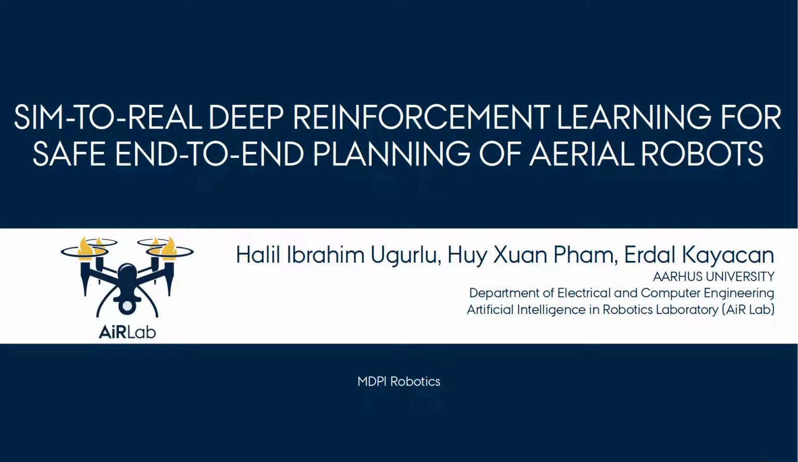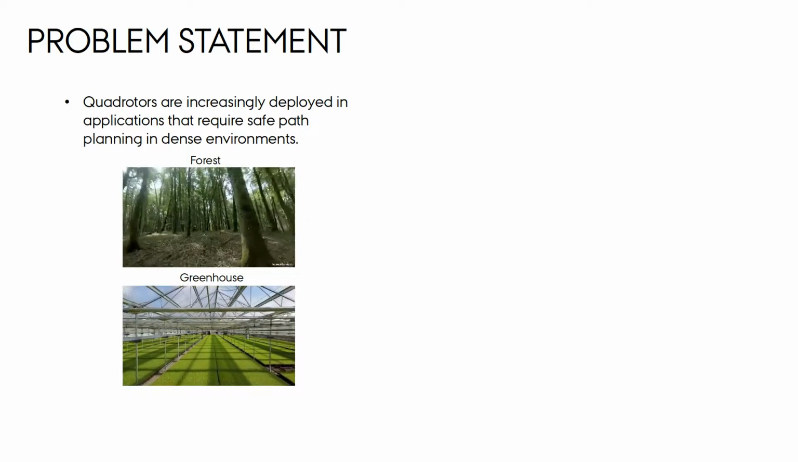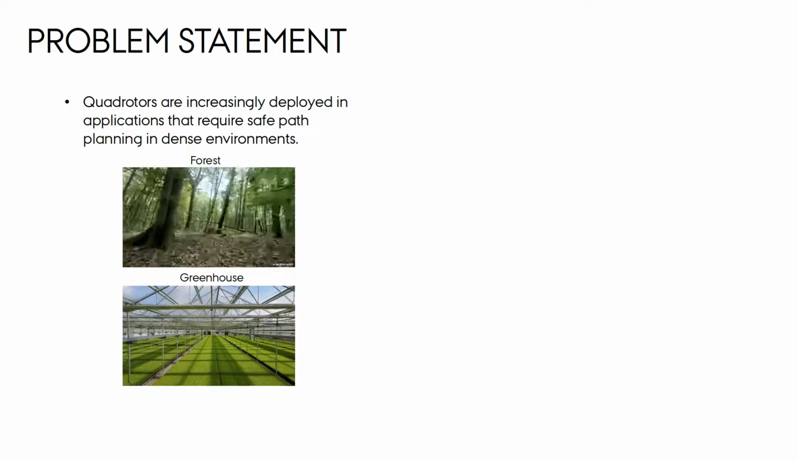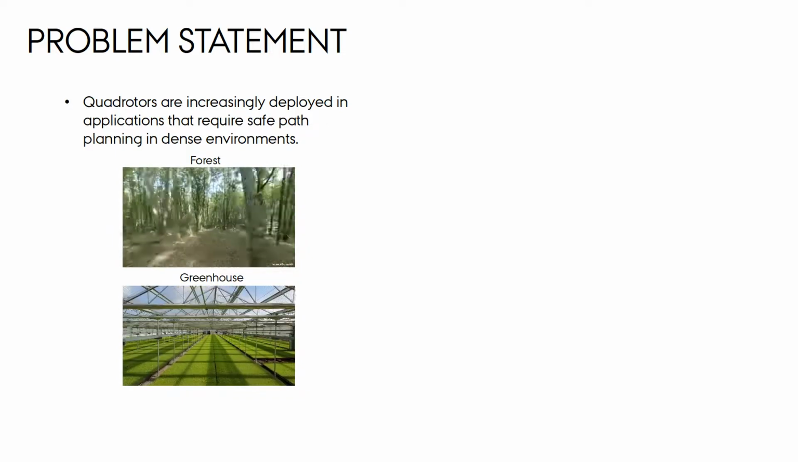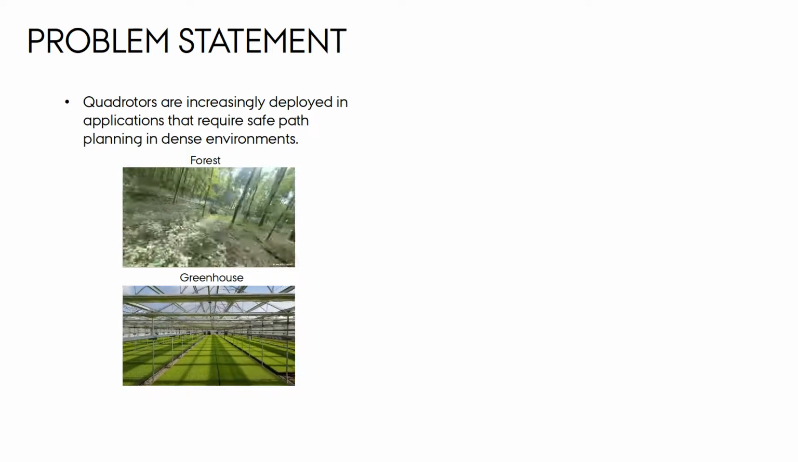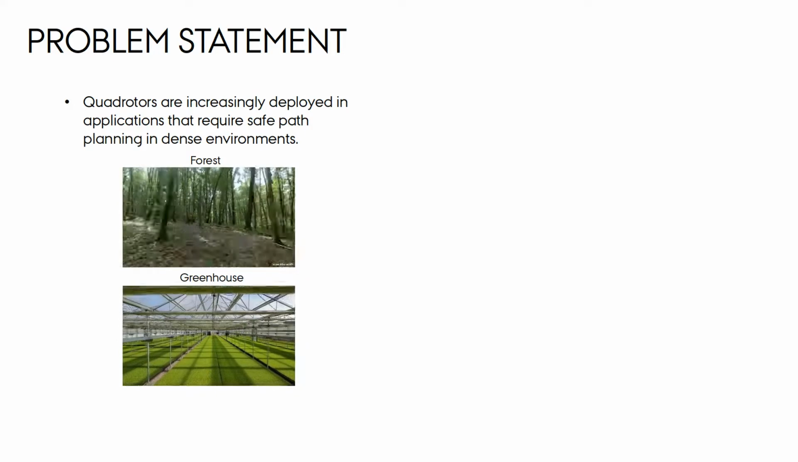In this video, we will present our work entitled Sim-to-Real Deep Reinforcement Learning for Safe End-to-End Planning of Aerial Robots. Autonomous aerial robots are increasingly deployed in applications that require safe path planning in dense environments, such as a forest or a greenhouse. In this study, a novel end-to-end path planning algorithm is proposed for aerial robots in dense environments.